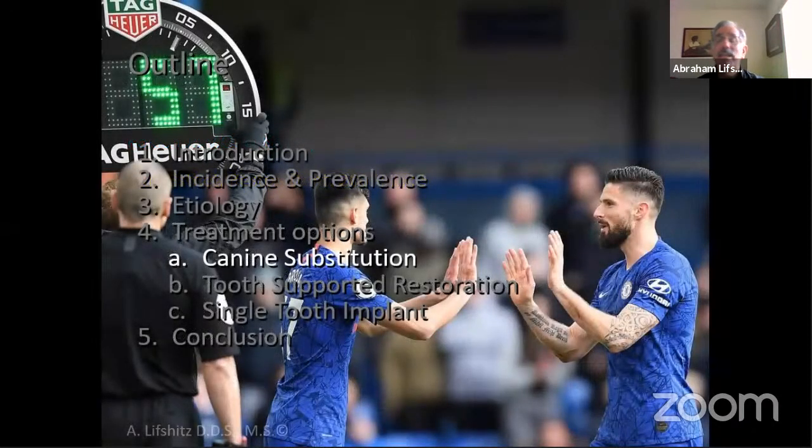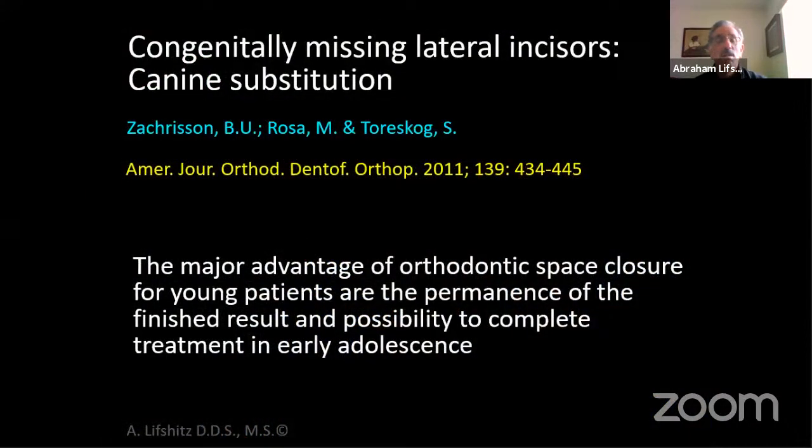So let's talk about canine substitution. Sabri, Marcio Rosa, and Torres Scott stated, and I agree 100% with them, that the major advantages of orthodontic space closure for young patients are the permanence of the finished result and the possibility to complete treatment in early adolescence without having to wait in order to place a single tooth implant or condemn a young adolescent to a fixed partial denture.